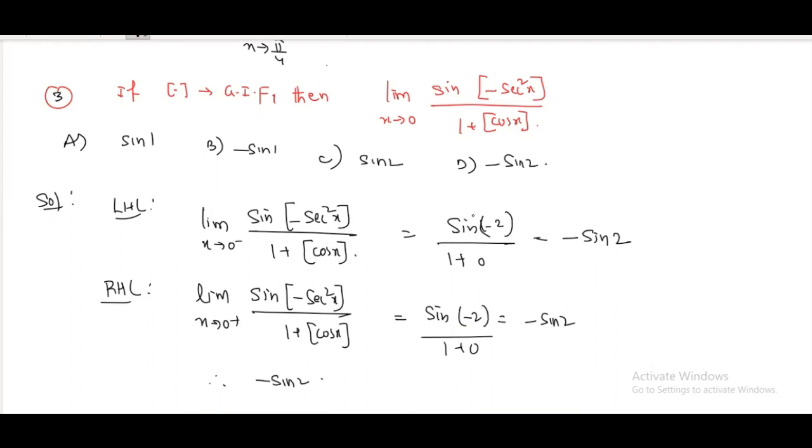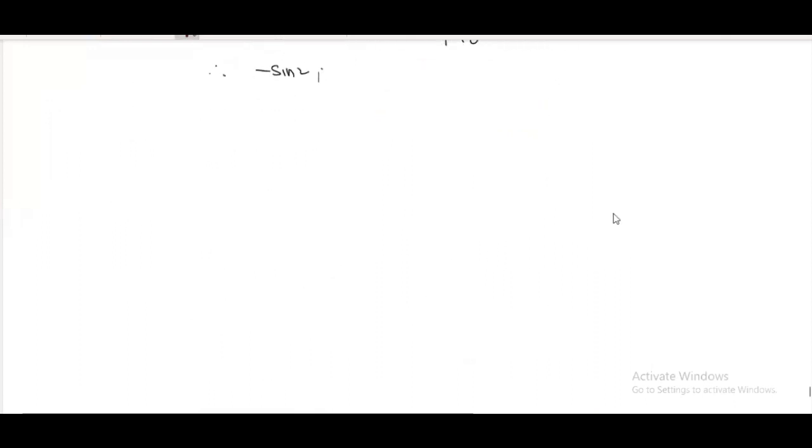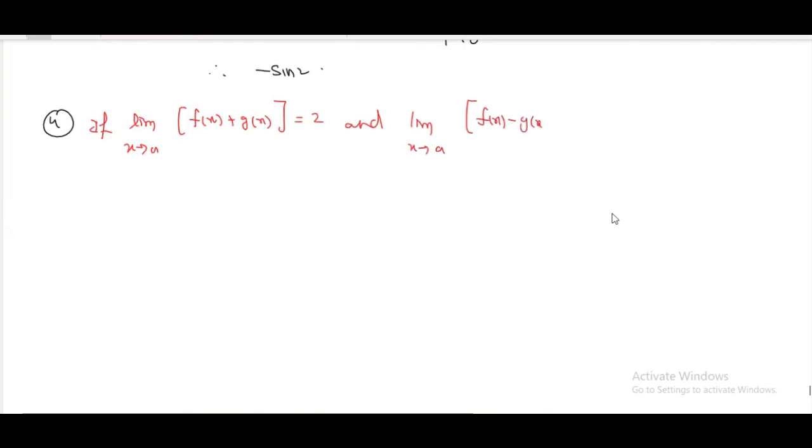So let's see one more question. Question number 4. The limit as x tends to a of box of f of x plus g of x is equal to 2, and the limit as x tends to a of box of f of x minus g of x is equal to 1. Then the limit as x tends to a of f of x into g of x is equal to what? So if you look very clearly, here this box denotes the greatest integer function.